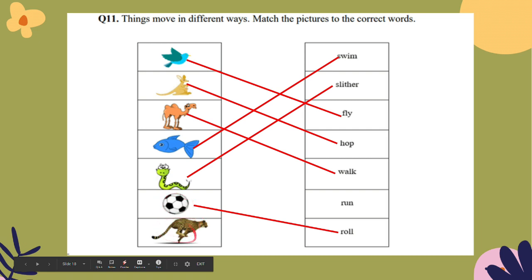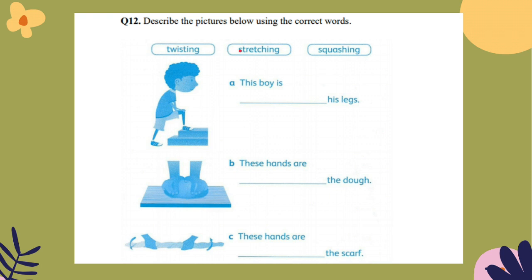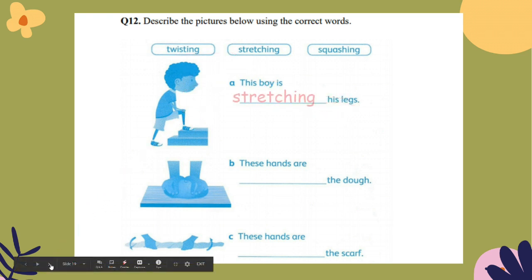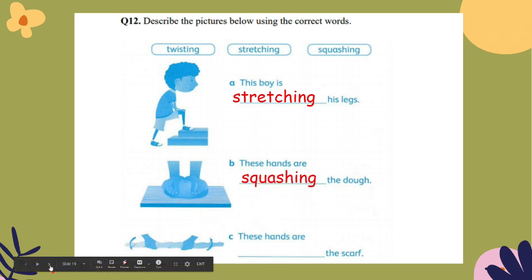And this cheetah can run. Okay, look at these pictures below using these correct words. These action words, when you use them, you're actually using a push or a pull or both. Now you have here a boy. Now this boy is stretching his legs. What about on letter B? These hands are squashing the dough. And letter C, these hands are twisting the scarf.